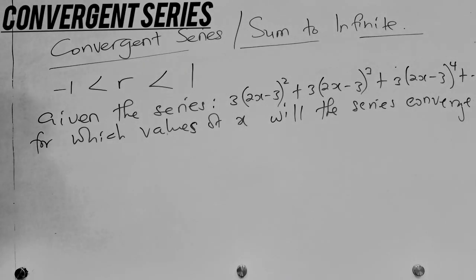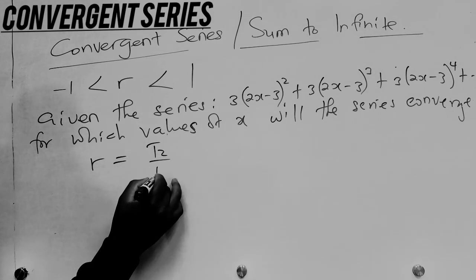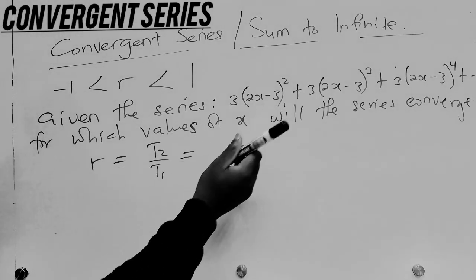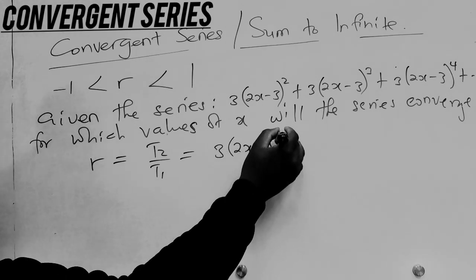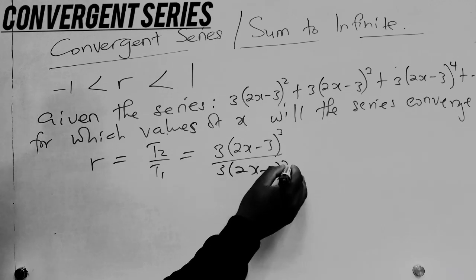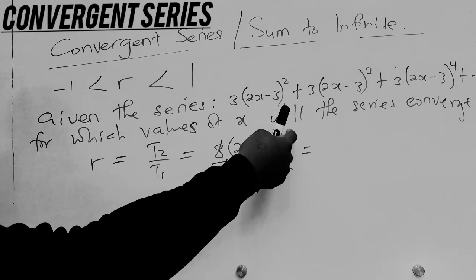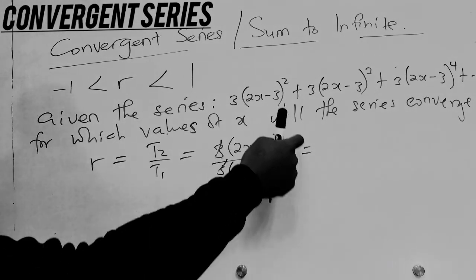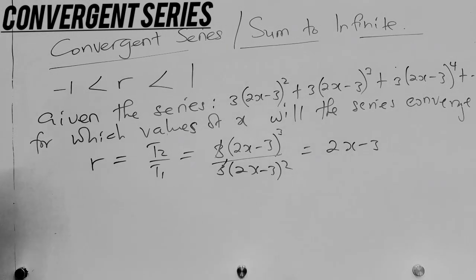So what we do here is we find the value of r. r is t2 divided by t1. Our t2 is 3(2x - 3)^3 over 3(2x - 3)^2. So these values cancel out. By laws of exponents, the base is the same, so 3 minus 2 is 1. So our ratio is 2x - 3.